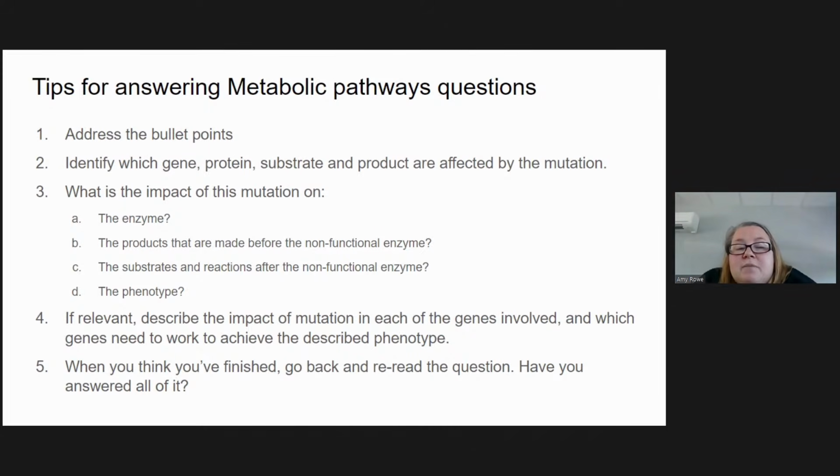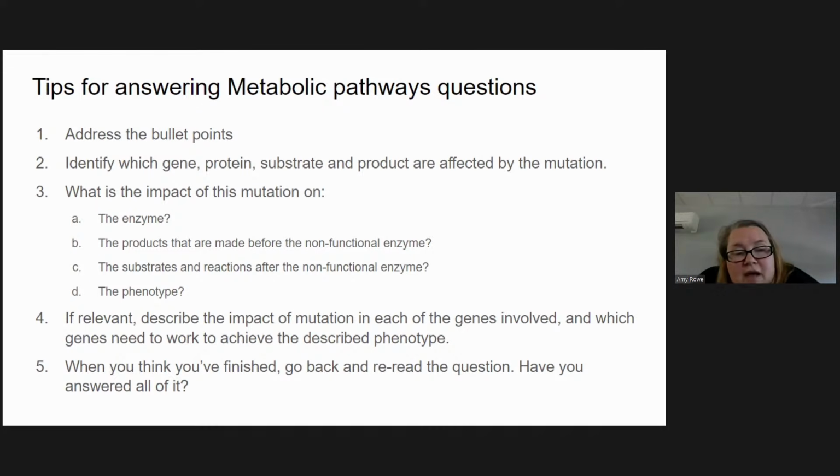You may be told that a particular protein or enzyme is non-functioning, so then you can deduce where the enzyme might be, or you might be told where the mutation might be, or you might already be told that the mutation is going to be in a particular gene, and then you need to work out how that would affect the enzyme and the substrates and products in the metabolic pathway.